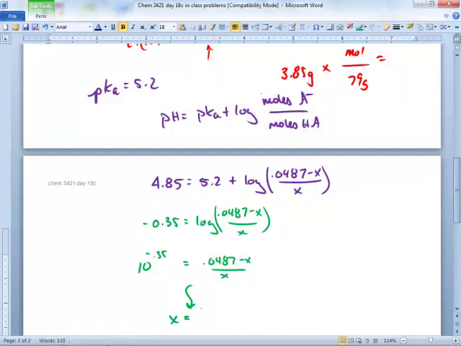Kathleen, what did you get for your X? 0.0336. So if you do your math right, you should be getting 0.0336. Is that right, Kathleen? All right, something really close to that for X. Go back to your mole table and see that that is moles of H+. Then use the concentration of HCl to get the milliliters.